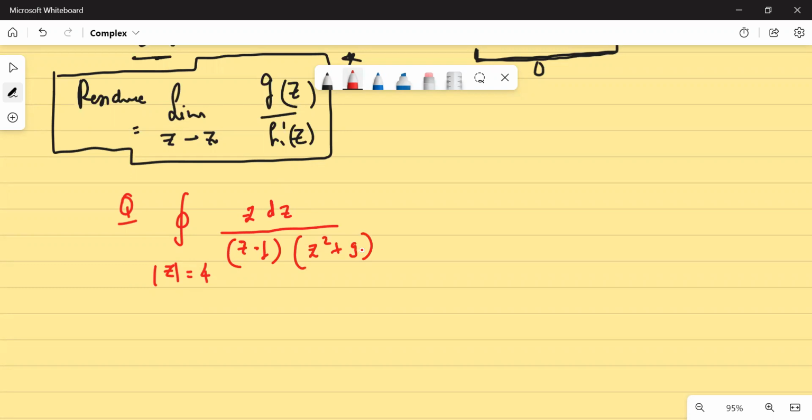How to do this question? Clearly the first thing you have to see is the singularities. z equal to 1 and z equal to plus minus 3 iota are clearly the singularities of z upon (z minus 1) into (z square plus 9). So these are simple poles.